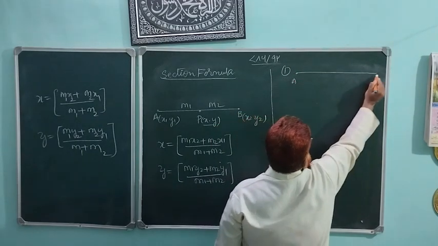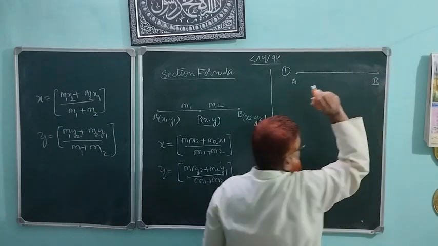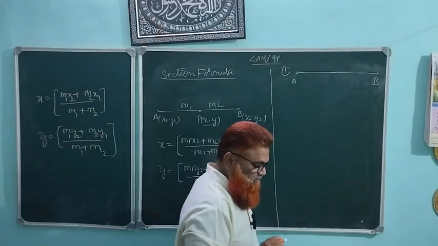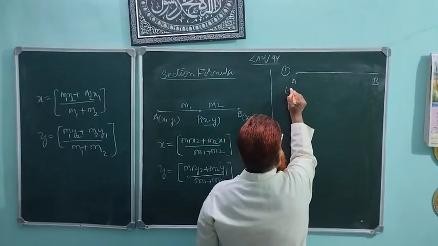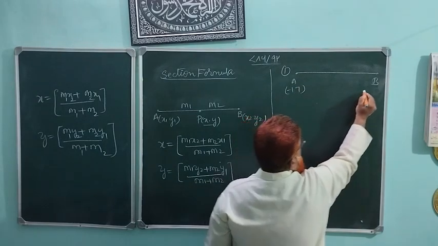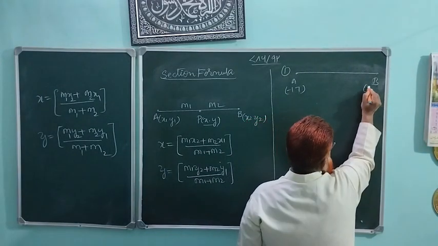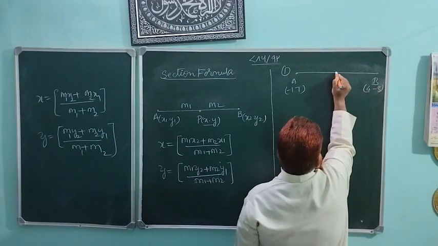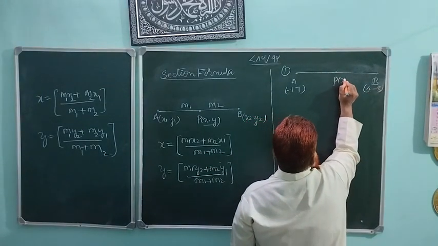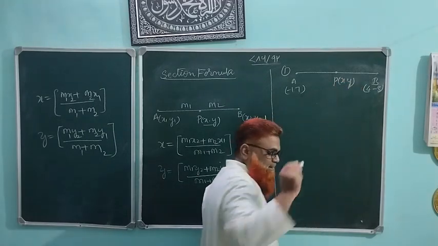A and B are 2 points. A has coordinates -1, 7. B has coordinates 4, -3. Alright. And it is divided by the point P, x and y.